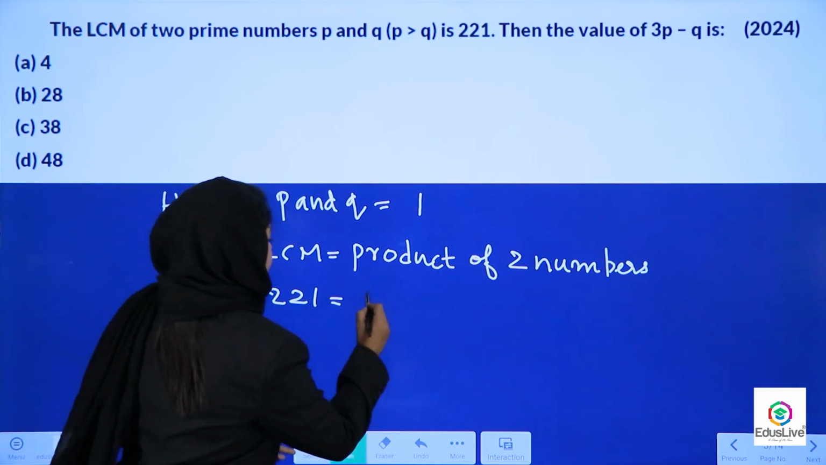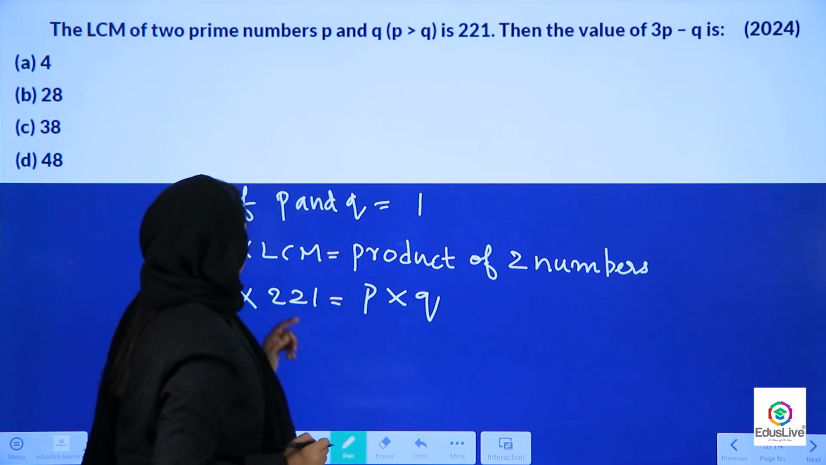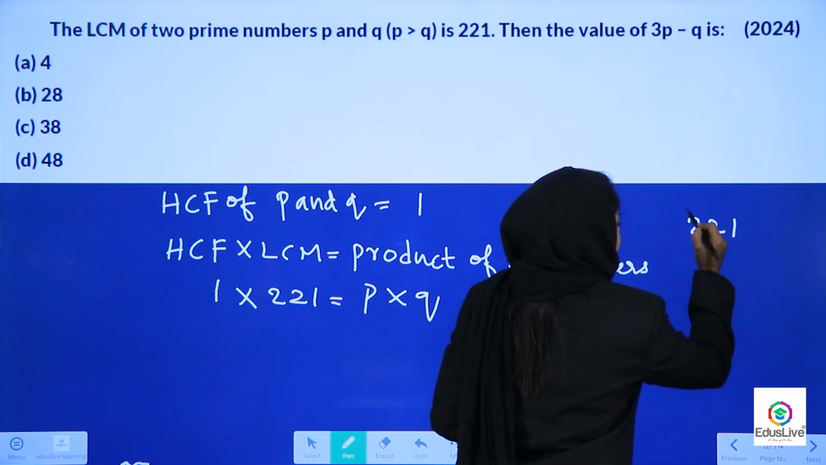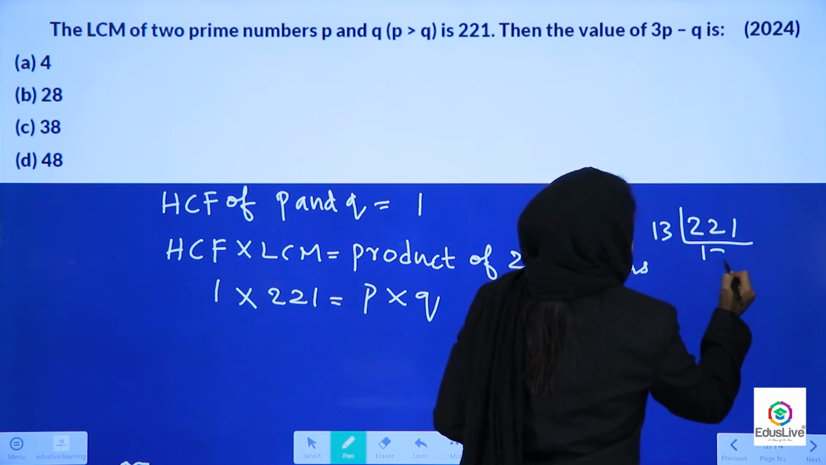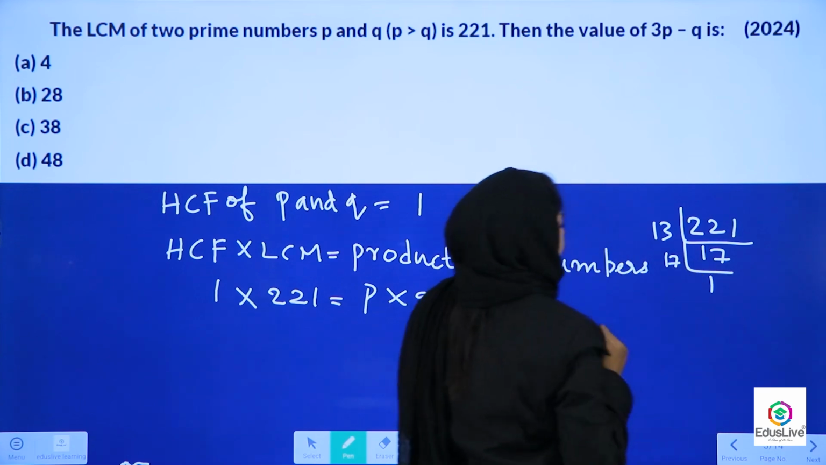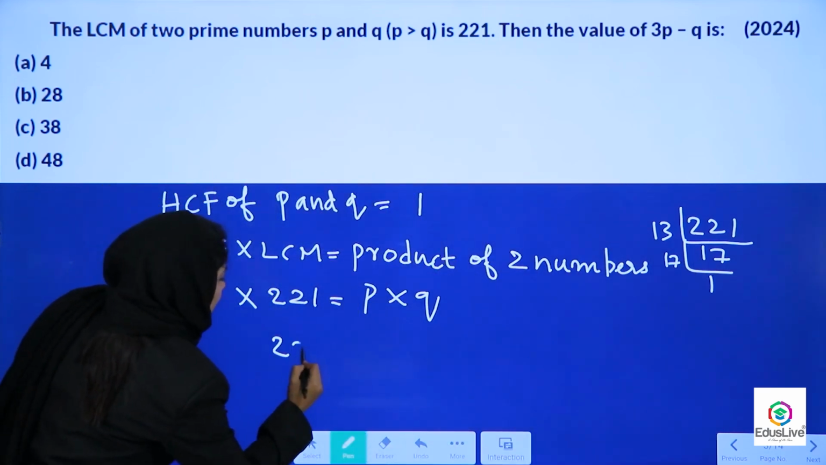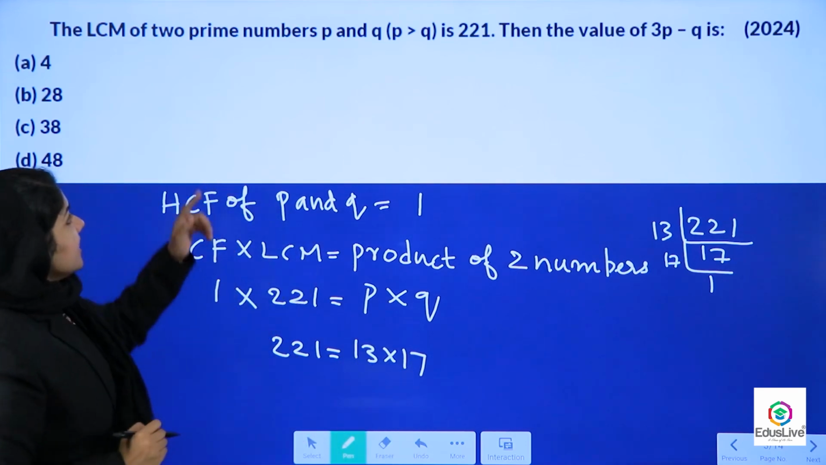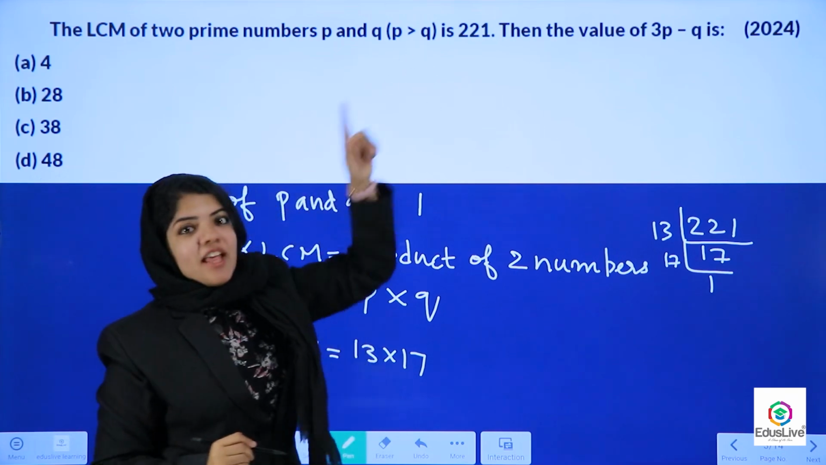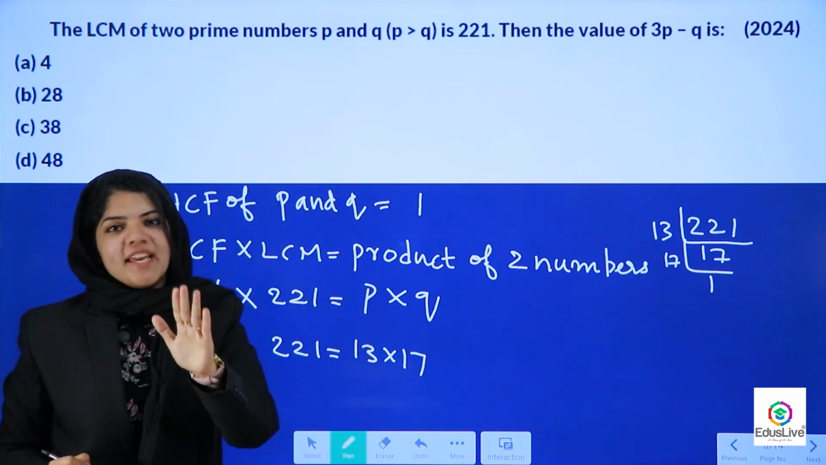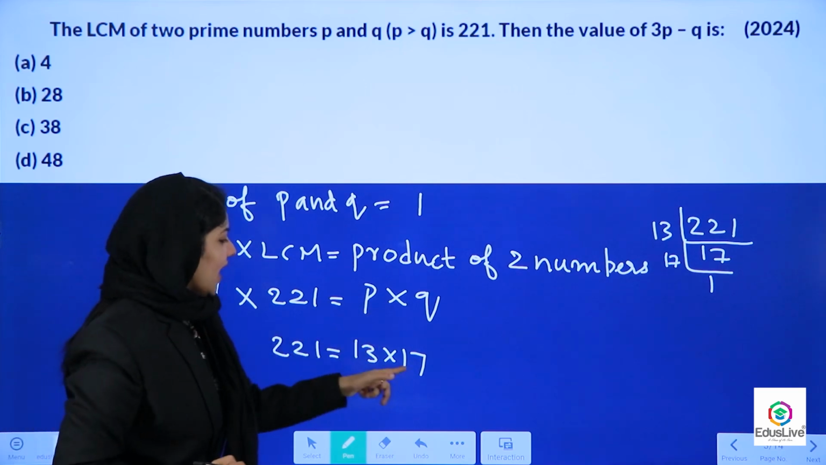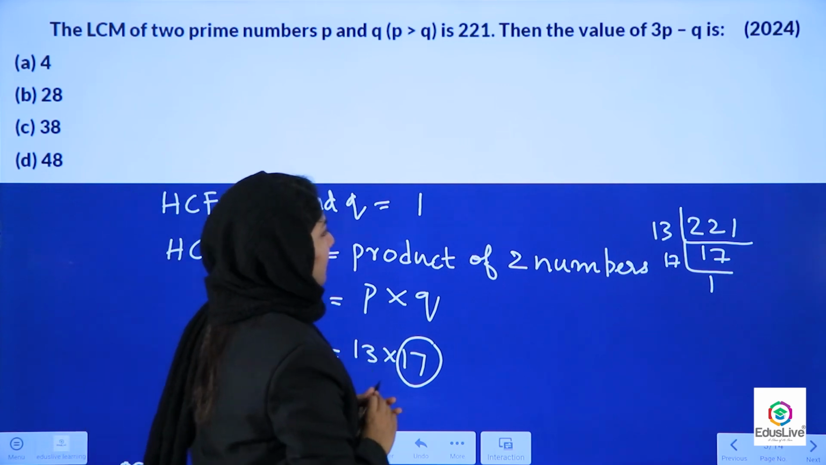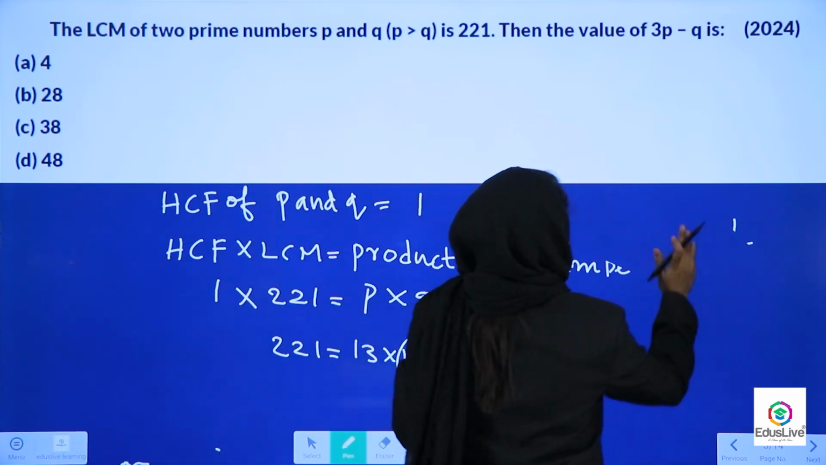Which are the numbers here? It's p and q. So we will prime factorize this 221. 221 when we divide by 13 we get 17, then 17, 1. So 221 is equal to 13 into 17. And see, it is given p is greater than q. The p value is greater than q, it is given in the question. So the p value will be 17.